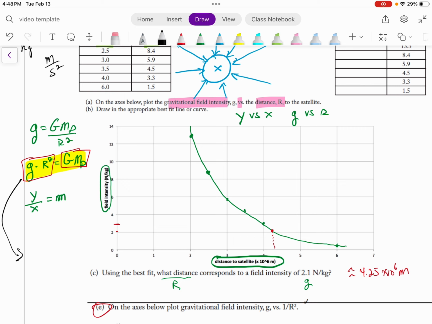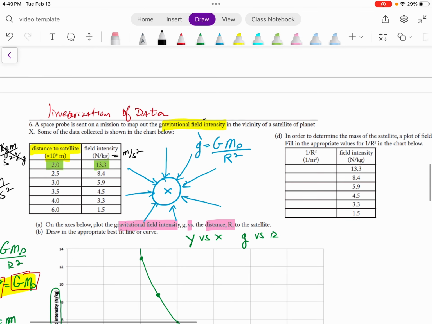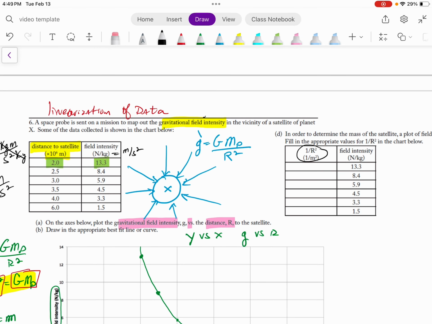Well, how do I determine that? I'm trying to create that y over x equals m. Little g times r squared is the same as g divided by 1 over r squared. So I would put g divided by 1 over r squared, which is equal to big G times the mass of the planet. This would be on my y-axis. This 1 over r squared is on my x-axis. And that's actually what they have you draw. So I have to calculate 1 over r squared.